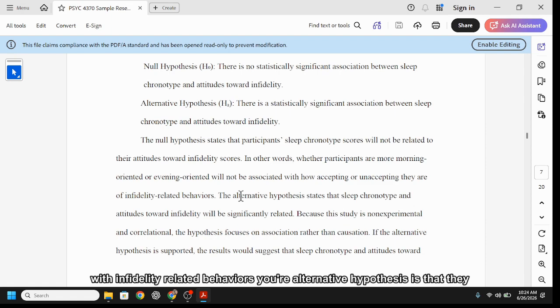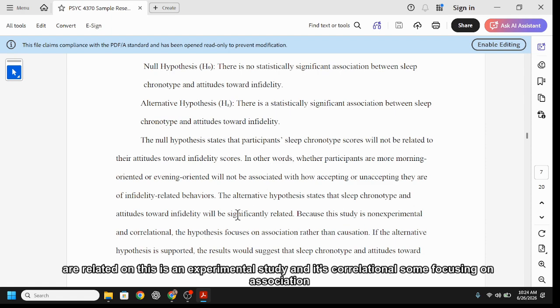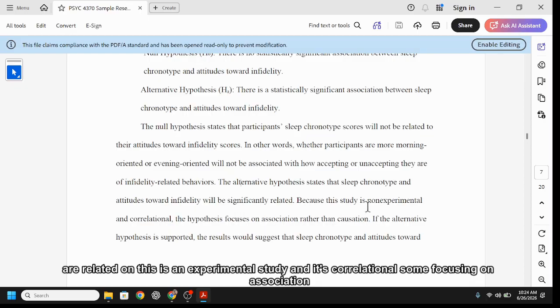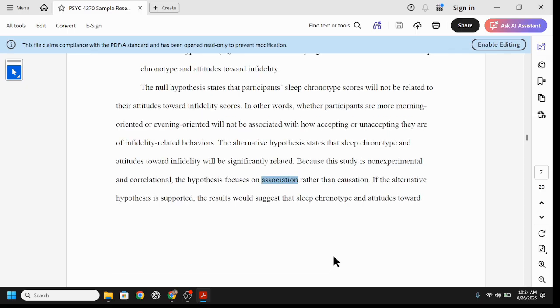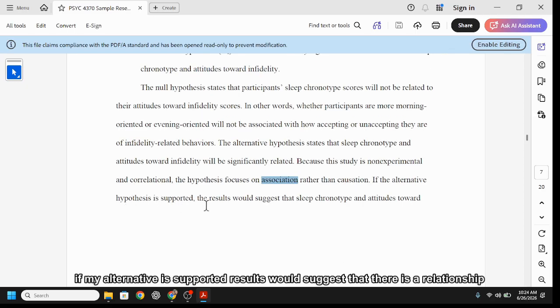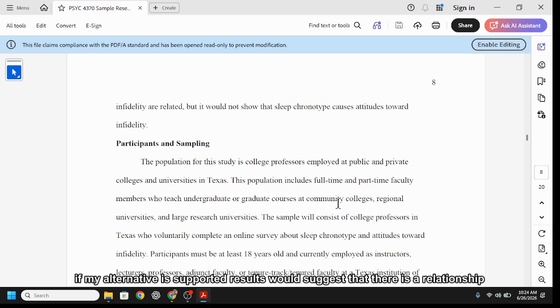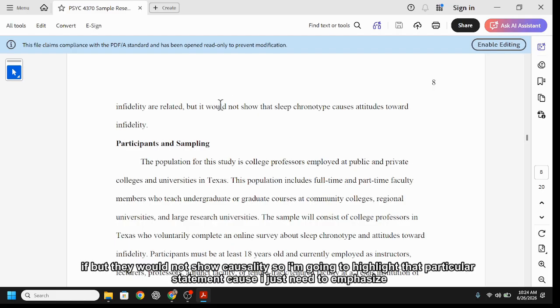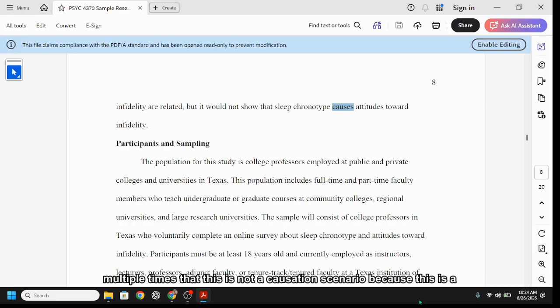Your alternative hypothesis says that they are related. This is a non-experimental study and it's correlational, so I'm focusing on association. If my alternative is supported, results would suggest that there is a relationship, but they would not show causality. So I'm going to highlight that particular statement because I need to emphasize multiple times that this is not a causation scenario because this is a non-experimental research study.